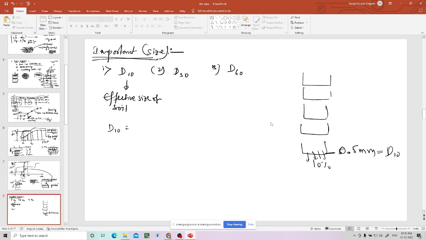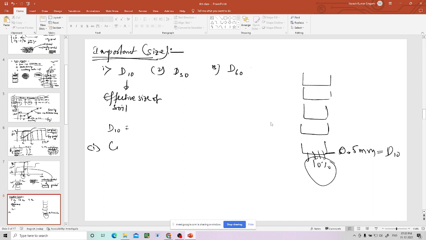In the same way, D30 is the size below which 30 percent of the soil is passing. The size below which 60 percent of the soil is passing is called D60. Or else, 10 percent of the soil particles are finer than the size, which is denoted as D10. Now you understood what is D10, D30, D60. Is there any doubt?